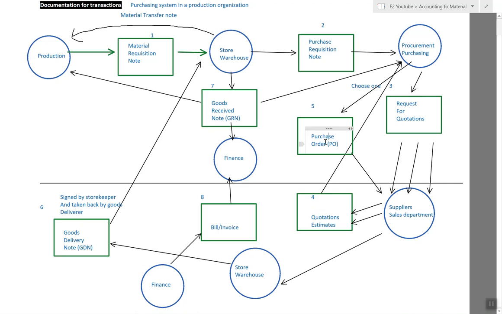Then they will prepare purchase order, shortly known as PO. They will send it to the sales department. Now remember, we have purchase order and sales order. Purchase order and sales order are the same thing. The perspectives are different. Like this purchase order for supplier becomes sales order because they are selling. For buyer, it becomes purchase order.